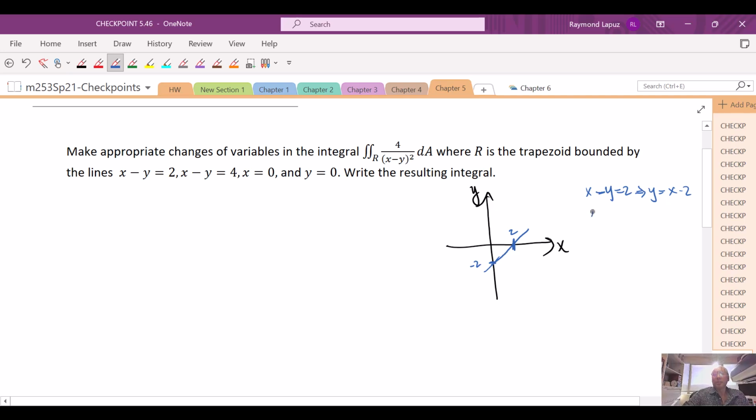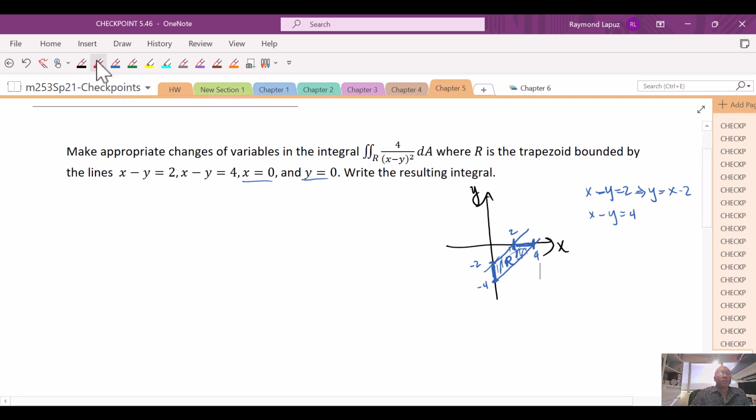The other one is similar. x minus y is equal to 4. So that's the same thing over here, except I start with -4, and then I end up at +4 on the x-axis. And then I have x is equal to 0, that's the y-axis, and y is equal to 0, which is the x-axis. So I have my region R, which is going to be this trapezoid, as they described.